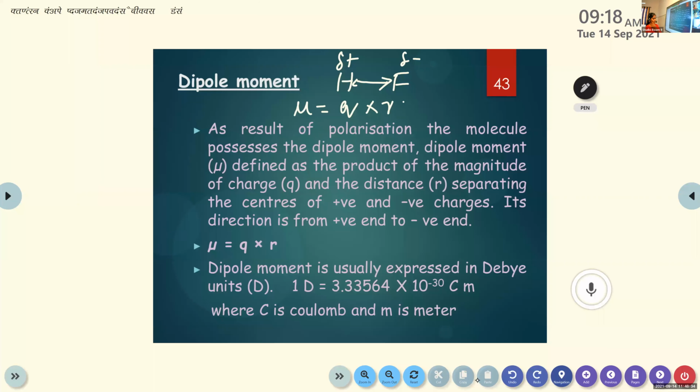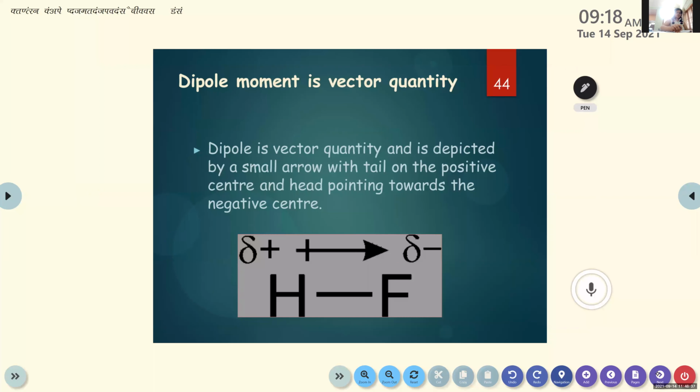Finish, right? Okay. Then about this dipole moment, it's a vector quantity. What is a vector quantity? I think you have learned in physics, right? Tell me, Aditya. Magnitude and direction. Yeah, both magnitude and direction. So dipole moment is a vector quantity, so we should show its direction also. In the previous slide, we discussed it's from positive to negative. So dipole is a vector quantity and it is depicted by a small arrow with tail on the positive center and head pointing towards the negative center. So this is the representation of dipole moment.